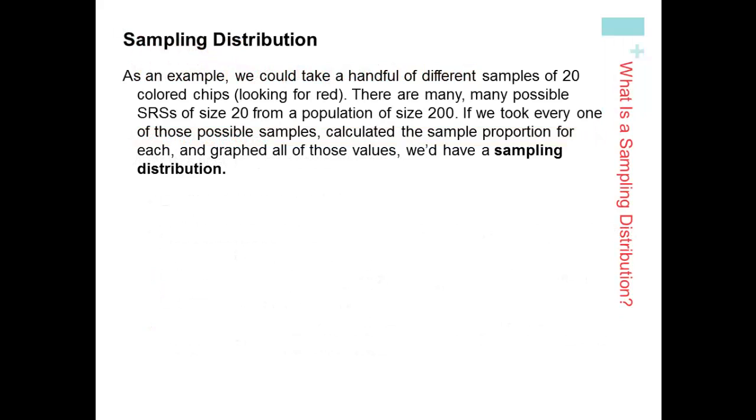To take a look at a sampling distribution, here's an example. We could take a handful of different samples of 20 colored chips, and we're looking to see what proportion would be red. There are many possible simple random samples of size 20 from a population of size 200 that we could take. If we took every one of those possible samples, calculated the sample proportion for each, and graphed all of those, we'd have what's known as the sampling distribution.